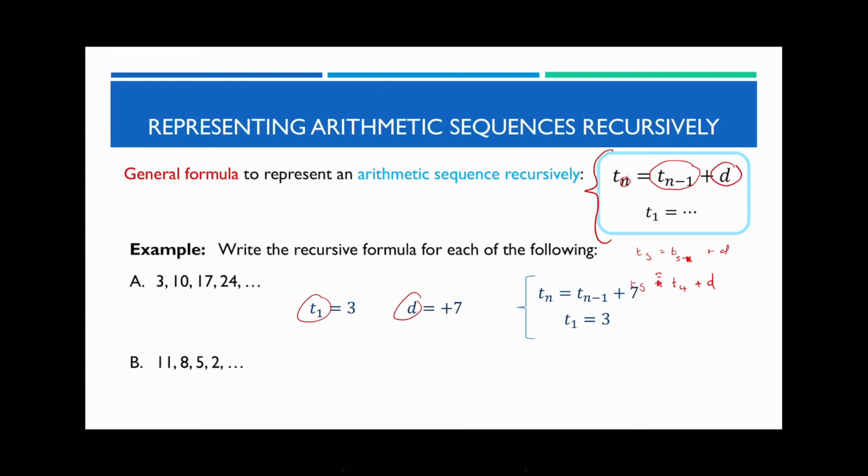In the second example, again, just identify the first term and the common difference. First term is 11, and in this case, it's going down by 3. So I'm going to write -3, and it's important that you include the correct signs. Therefore, substitute the value of D and T1 into this recursive formula. Therefore, your answer is going to be like this.